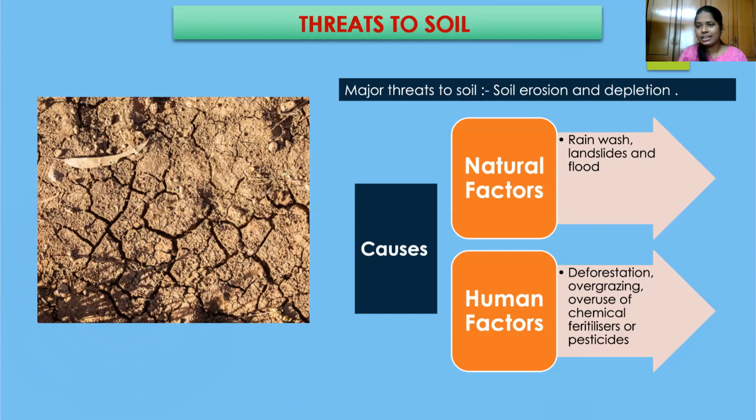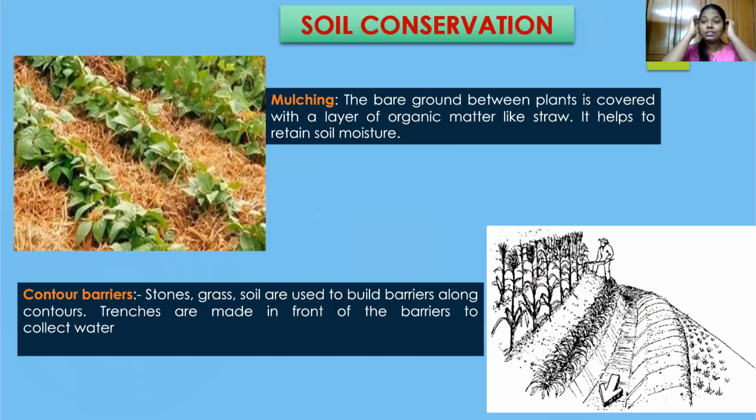All these are similar to land degradation, right? So what can we do? These are some particular terms or methods we use in land and soil conservation. The first is mulching. The bare ground is covered with a layer of organic matter like straw or fodder crops, which we use to protect the surface of the soil. With this, the soil will be able to retain its moisture, its quality will not degrade, and it will not erode because of the wind.